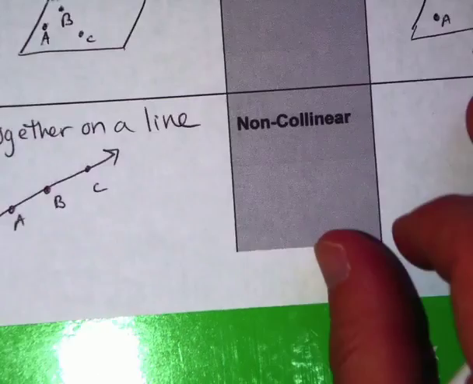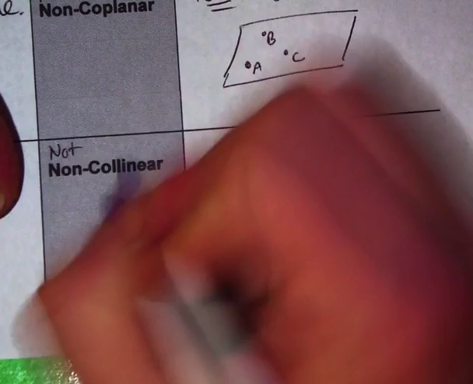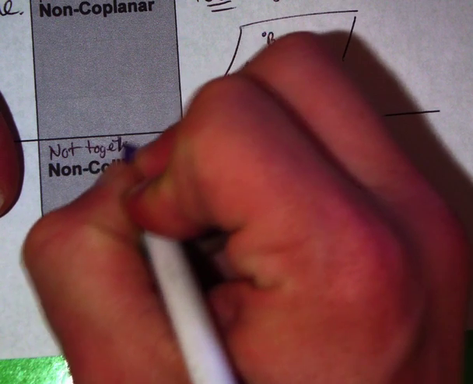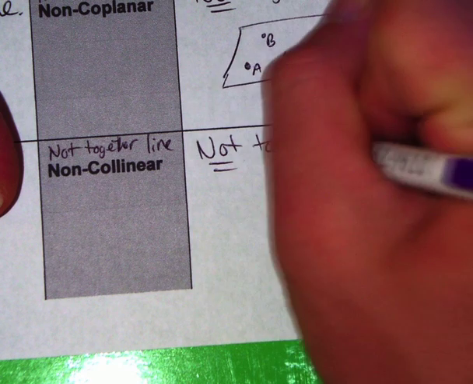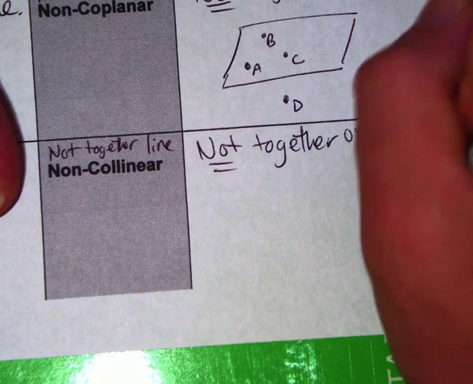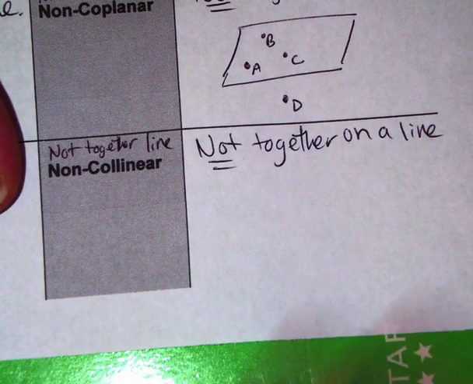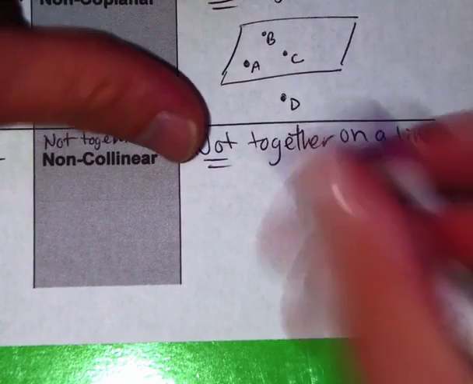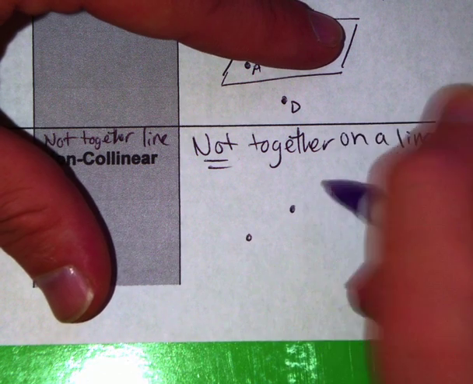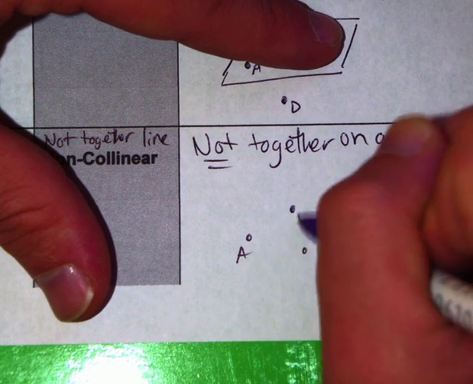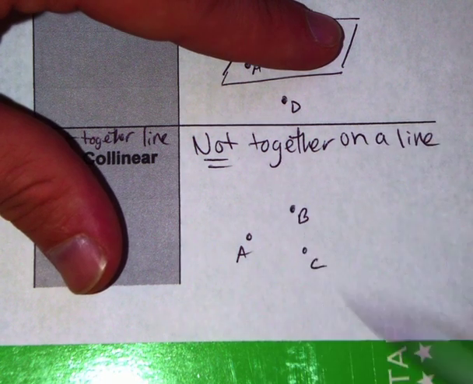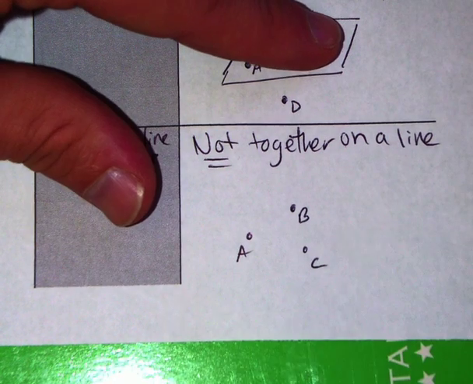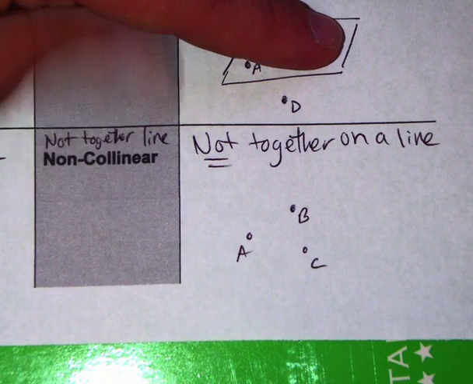Let's try non-collinear. Means just what you think. Non, we know, means not. Co means together. And linear means line. So, not together on a line. What might that look like? Well, let's go ahead and sketch A, B, and C. You can see maybe while A and B are in a line together, A, B, and C are certainly not. All three of these are not on one line together. Non-collinear.